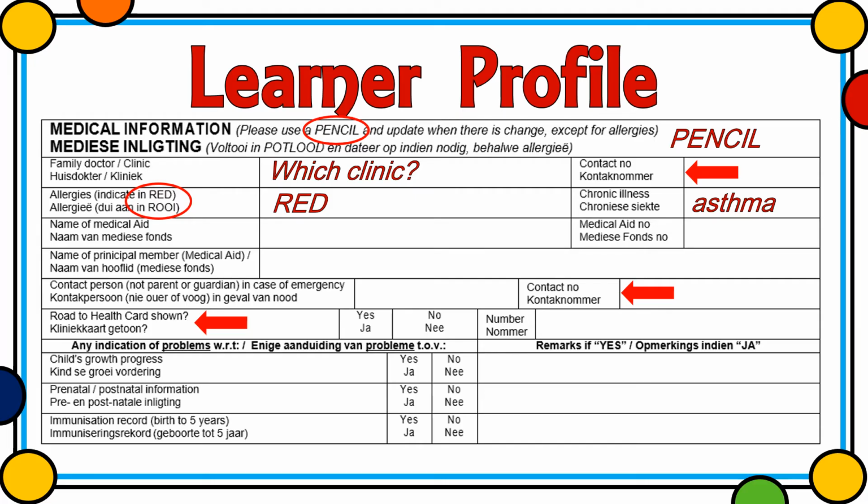and the number should not just be indicated on the learner profile, but a copy of the Road to Health should also be included within the learner's profile. Any indication of problems, as we've discussed earlier, during the child's growth process, prenatal or postnatal information, and his immunization record should be mentioned, as it can have an influence on the child's later development.